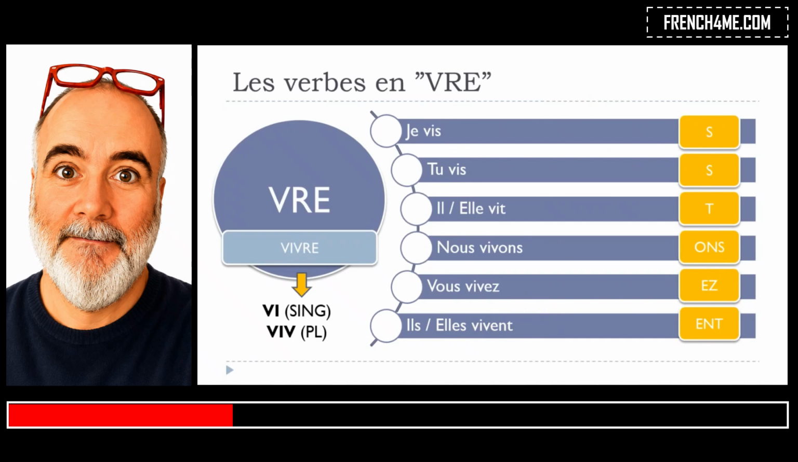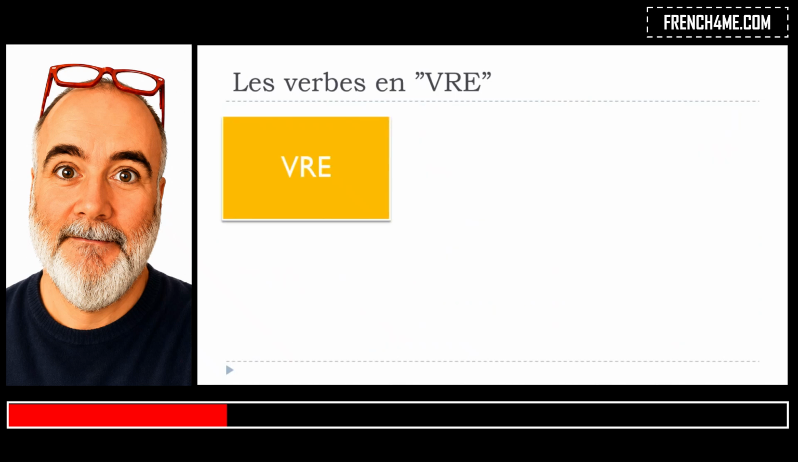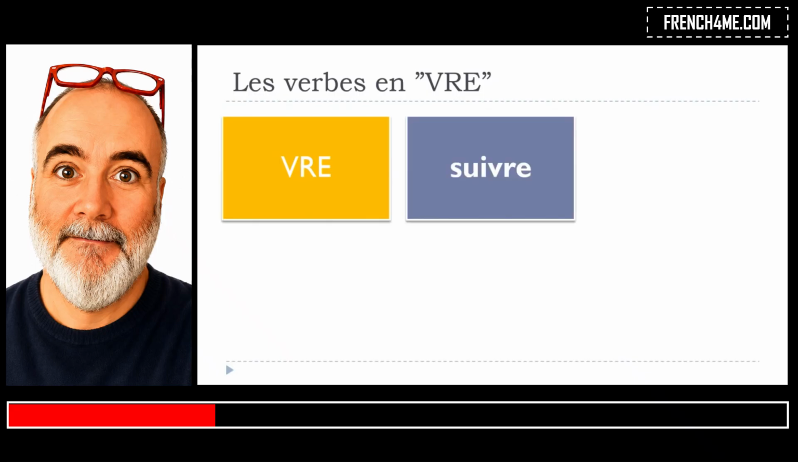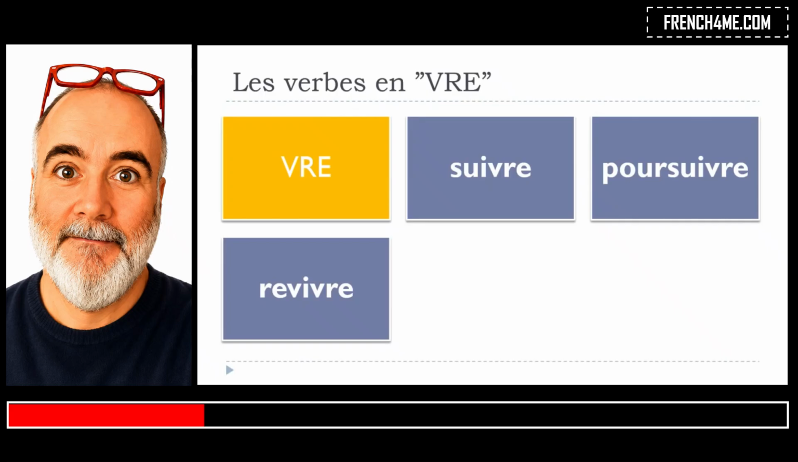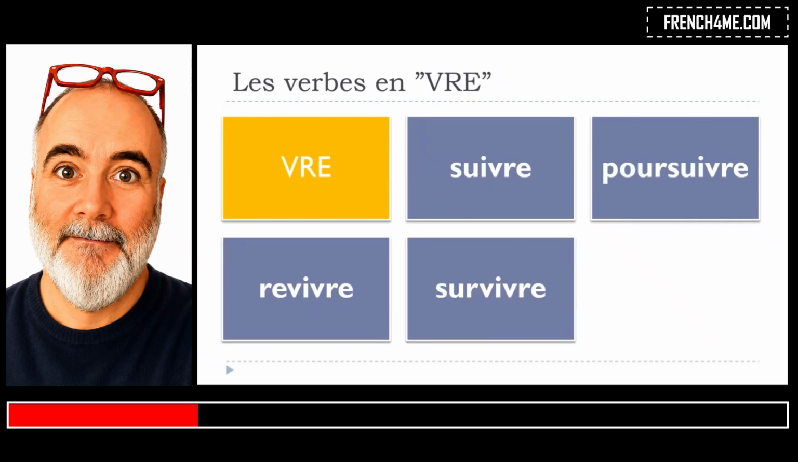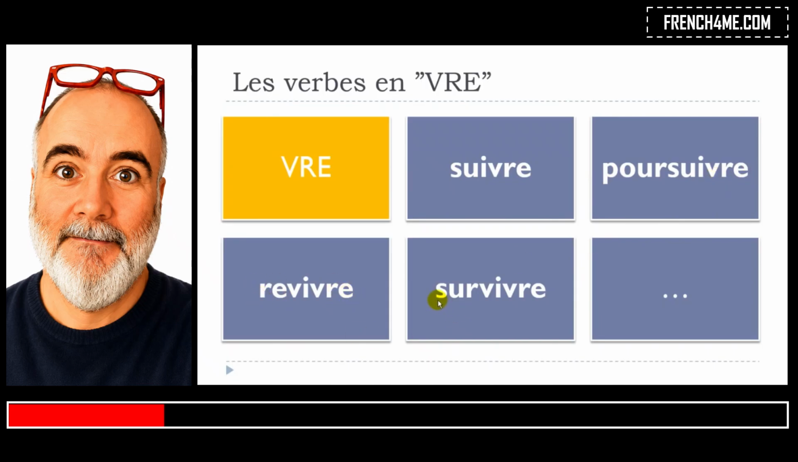All right, so let's see now what verbs are actually conjugated like vivre. And we've got suivre, poursuivre, revivre, survivre, and a few others, but then these are the main ones. So suivre, poursuivre, revivre, survivre. Okay, so let's see what they mean.